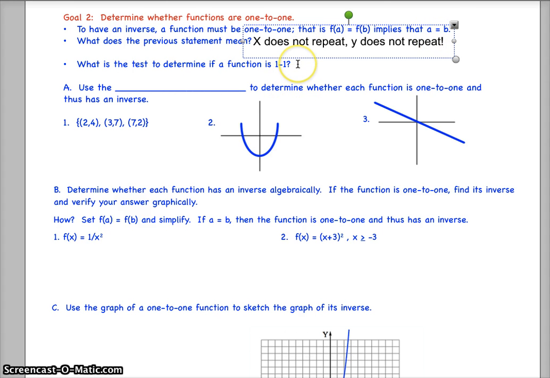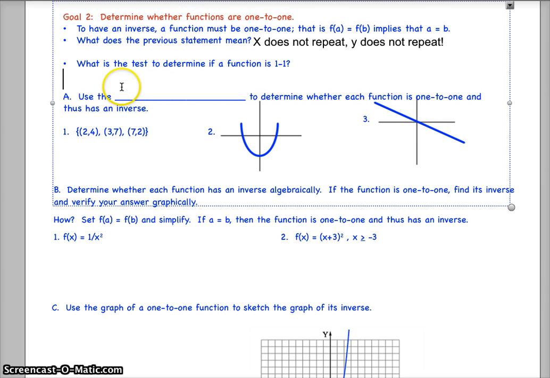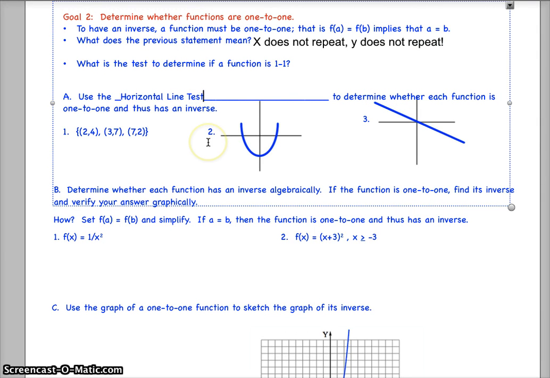So what is the test to determine if a function is one-to-one? Well, that test is called the horizontal line test. So let's look at that. Horizontal line test, and it's exactly what you think it is. If you can draw a horizontal line through a function and it passes through only one time, then the function is one-to-one. If it passes through more than one time, then the function is not one-to-one.